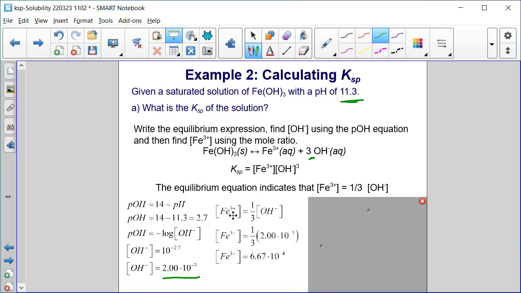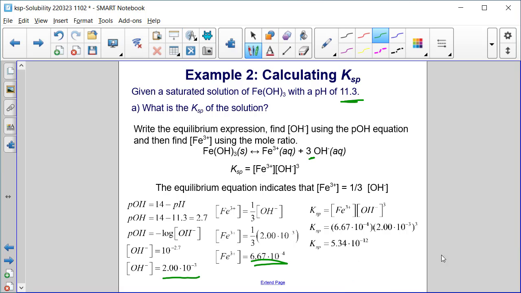The iron 3 plus ion concentration, given the stoichiometric ratios, is 1/3 the hydroxide ion concentration, or 6.67 times 10 to the minus 4. And once we know those concentrations, we can substitute them into our KSP expression, 6.67 times 10 to the minus 4 for the iron, 2.00 times 10 to the minus 3 for the hydroxide, and then of course cubed, to give us a KSP of 5.34 times 10 to the minus 12.